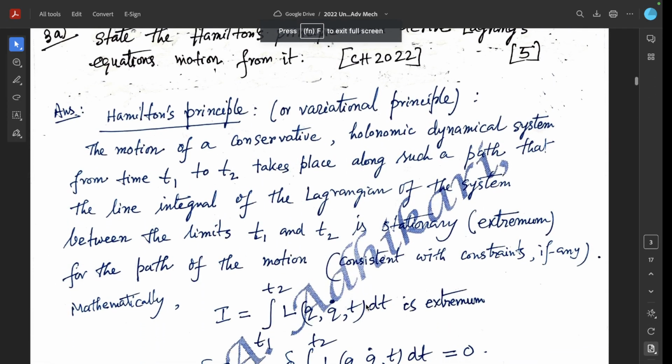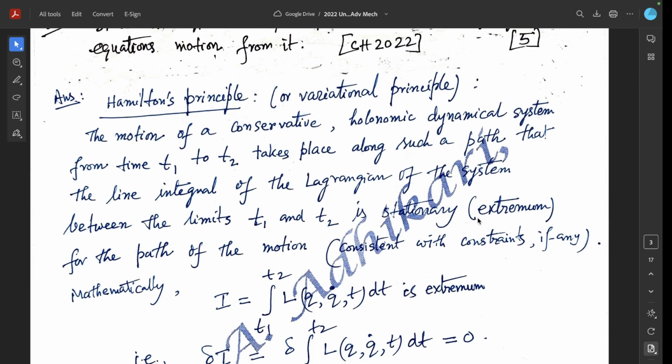Hamilton's principle: the motion of a conservative holonomic dynamical system from time t1 to t2 takes place along such a path that the line integral of the Lagrangian of the system between the limits t1 to t2 is stationary, that is extremum, for the path of the motion. This path is consistent with the constraints, if any.